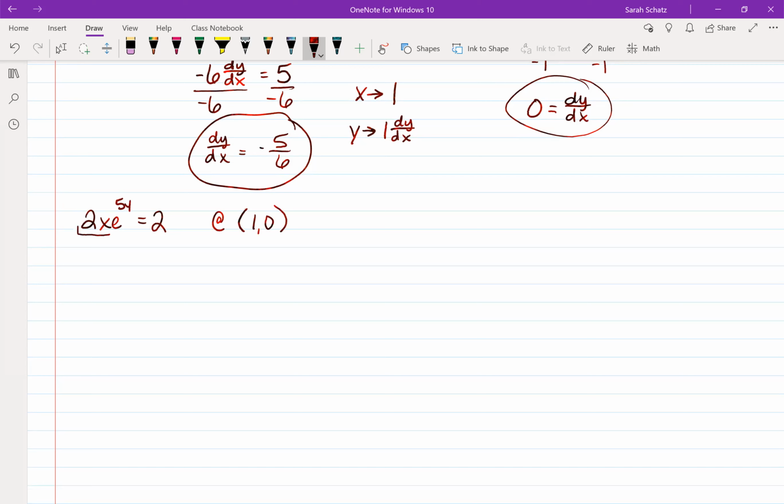This is product rule again. You see the 2x and the e to the 5y as two factors of a product.